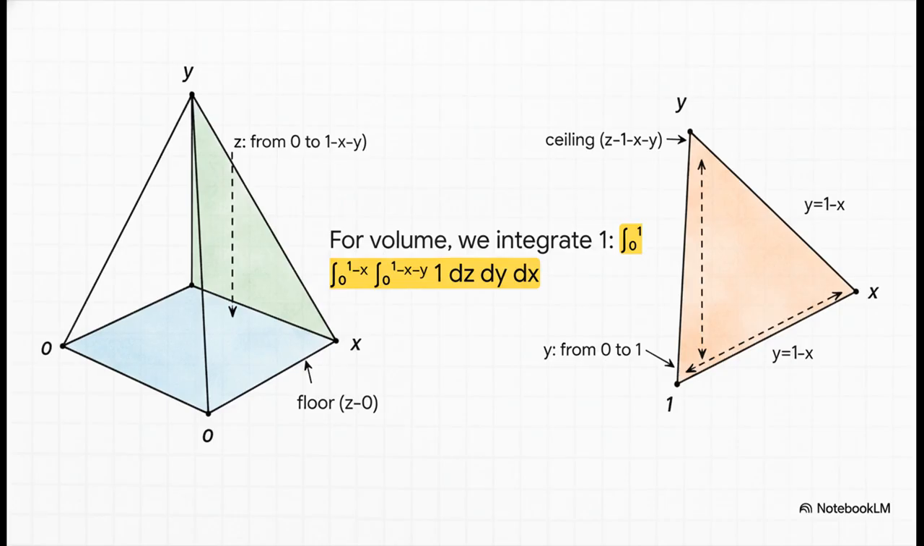Next, we project the shadow of this shape onto the xy plane. Setting z equals 0 in that main equation gives us the line x plus y equals 1, so the shadow is a triangle, and that gives us our outer limits. Y goes from the bottom edge, 0, up to the line 1 minus x, and x goes all the way from 0 to 1. And that's it. That's the complete setup you see here.